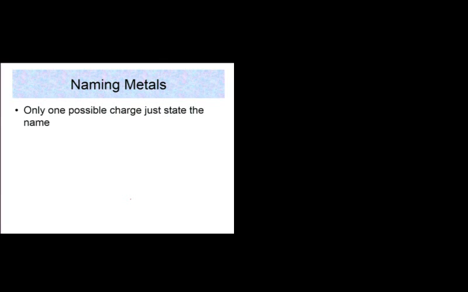Because if I said zinc ion, you guys automatically know what that charge is, right? It's very clear. So with group 1A, group 2A, and the diagonal, just say the name of the metal. That's it. One possible charge, we just say the name.